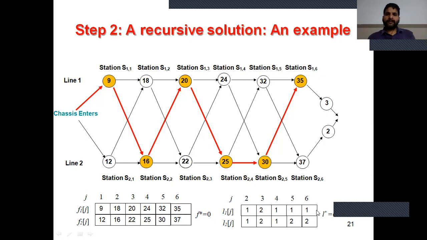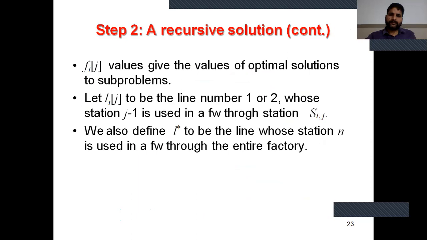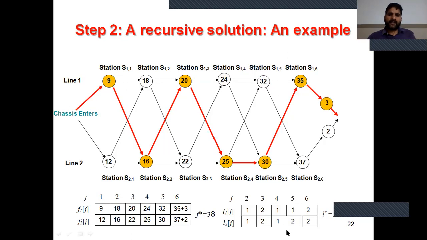So the minimum of L star equal to 3 plus 2, F star equal to 38. So the value of L star equal to 1. This is the solution of assembly line scheduling. Again, to summarize.